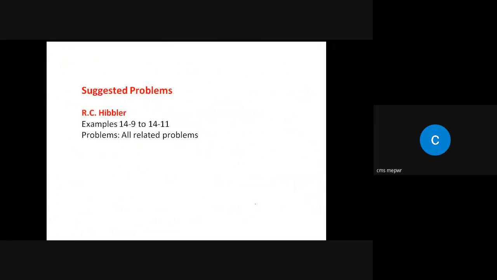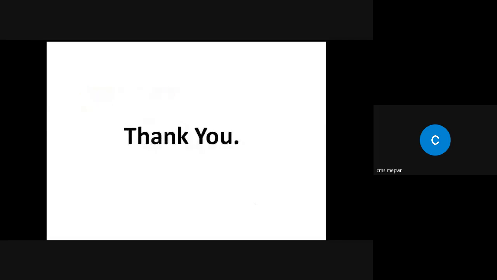Okay, so you should do example 14.9 to 14.11, again from the R C Hibbeler book, and all related problems with this topic. You can go through it, and if you feel any problem or want to discuss anything, you can contact me. So this is basically the end of this lecture. If you have any question regarding this topic, you can ask me.